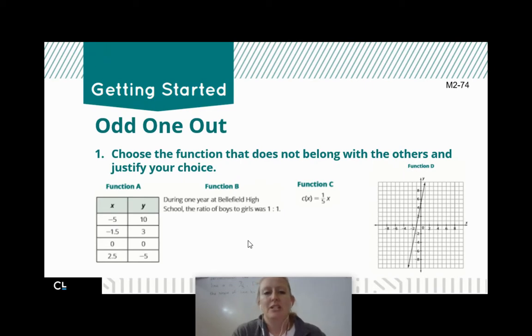So I would like you to take a look at the four of these: function A, function B, function C, function D. And I would like you to choose the function that does not belong with the others and justify your choice. Which one do you think doesn't belong and why? There's no right or wrong answer here, by the way. Just make a choice and decide. Hit pause, write it down, hit play when you're ready to check your work.